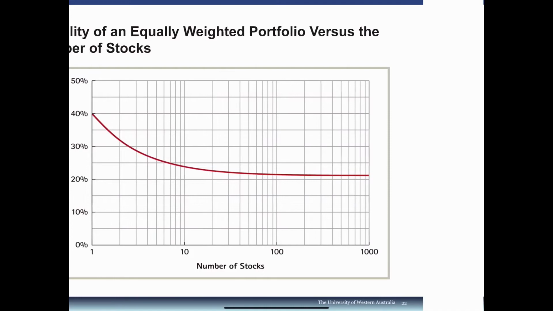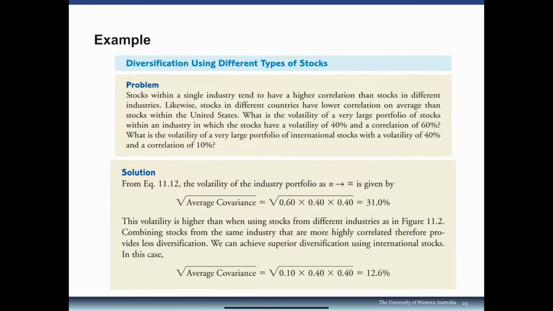So here is an example, diversification using different types of stocks. Stocks within a single industry tend to have a higher correlation than stocks in different industries. And likewise, stocks in different countries have lower correlation on average than stocks within the United States. So for example, let's say you're investing in two stocks, one stock in UK, one stock in China, right? It's unlikely that they will be correlated, the correlation of them will be a lot smaller than if you're picking any two stocks in UK or any two stocks in China, right?